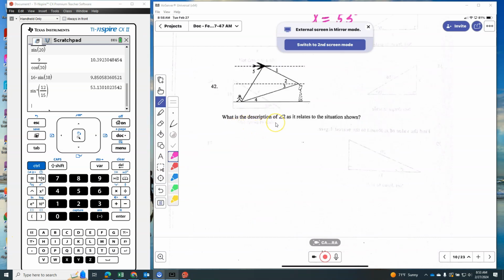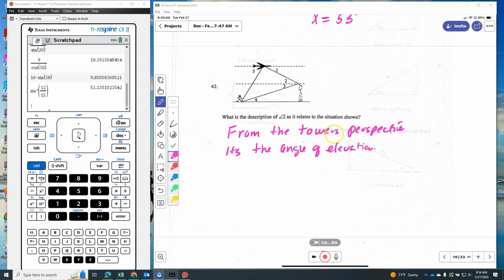What is the description for angle 2? So if you look at the tower, this would be considered the angle of elevation. So from the tower's perspective, it's the angle of elevation.